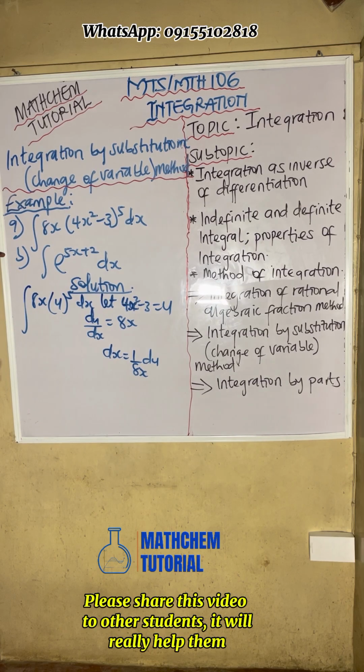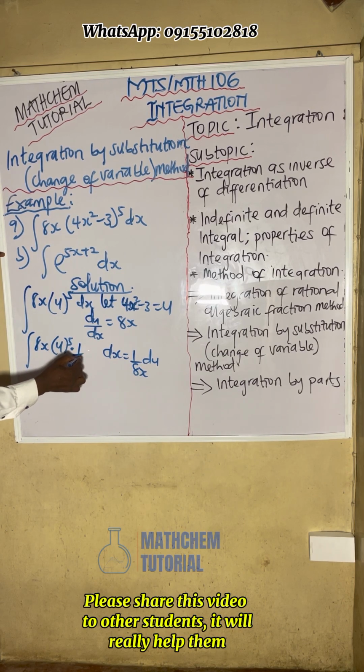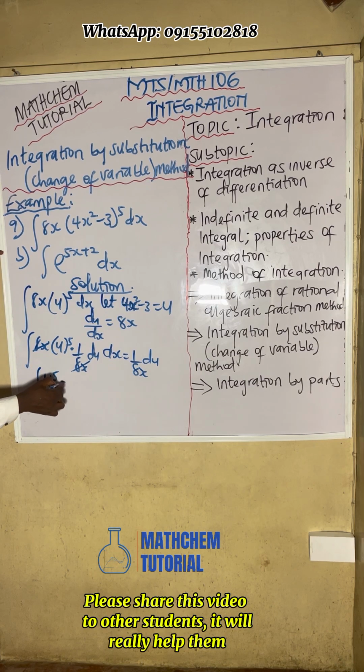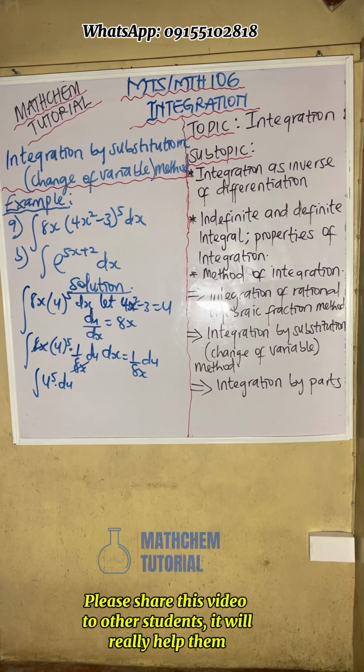So if you replace your dx with 1 over 8x du, that will be 8x times u to the power 5, multiplied by 1 over 8x du. From here, 8x can eliminate 8x. So what are we left with? We are left with the integral of u^5 du. Now everything is balanced, so we can integrate.